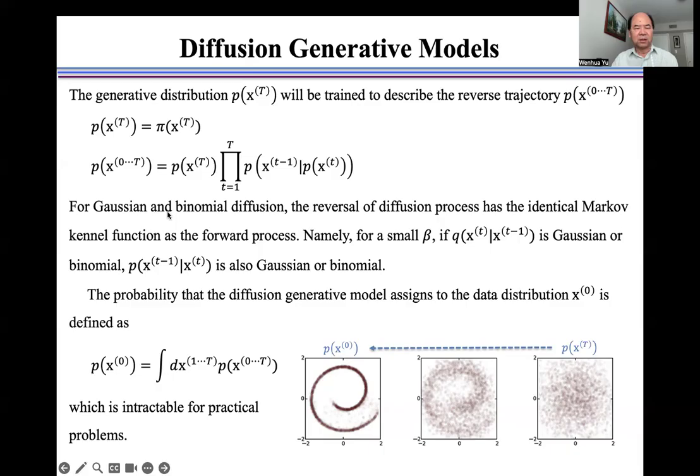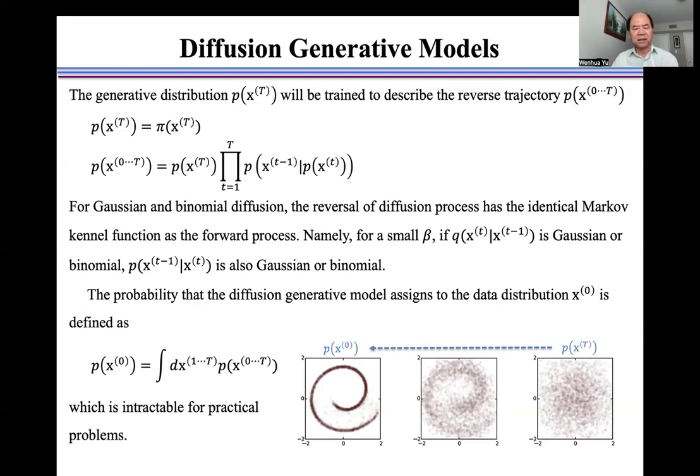For Gaussian and binomial diffusion, the reversal of the diffusion process has the identical Markov kernel function as the forward process. Namely, for a small beta, if q is Gaussian or binomial, p is also Gaussian or binomial.